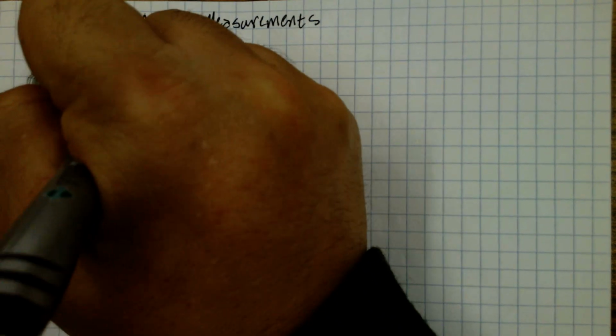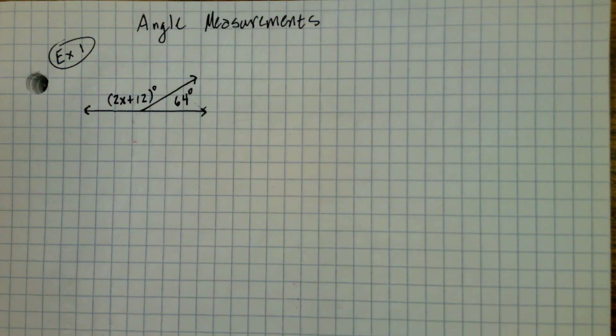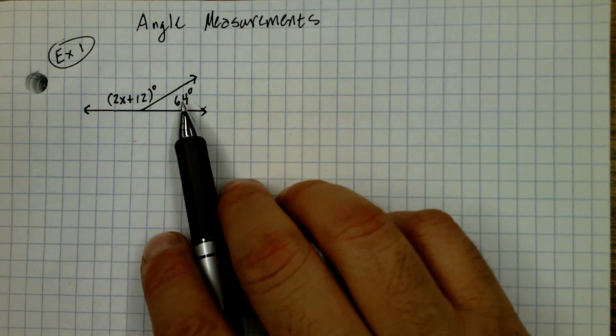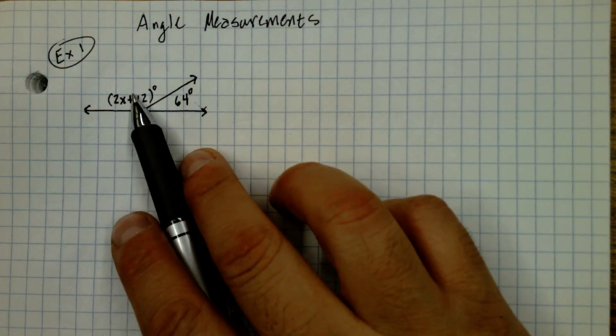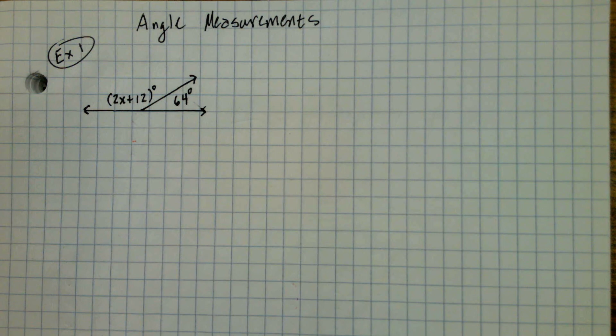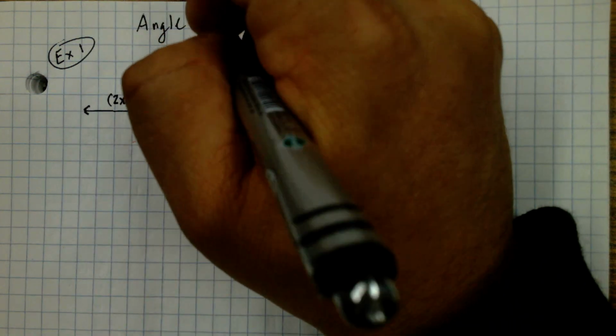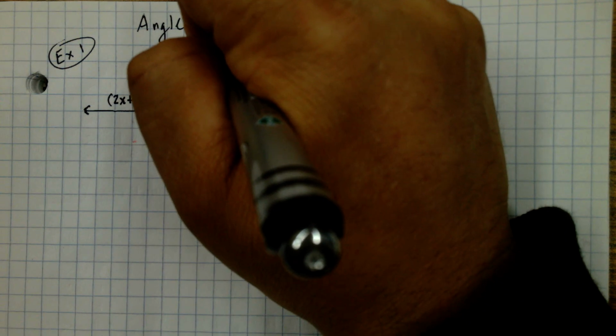And this other angle, they're giving us the measurement as an expression, 2x plus 12. Okay, so go ahead and draw that. And the thing that's going to help us figure out these measurements, we already know one, 64 degrees. We'll have to figure out the other one. But it is how we classify this. In other words, what type of angle measurements are these?